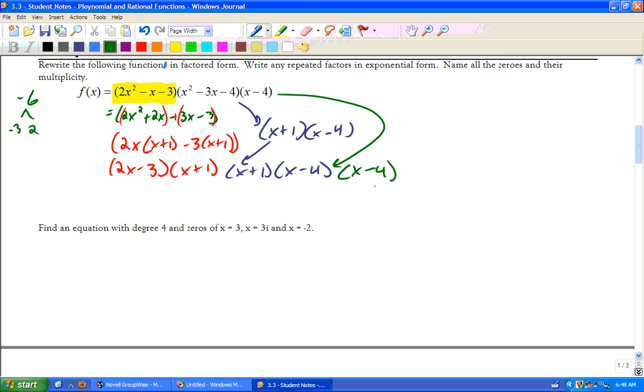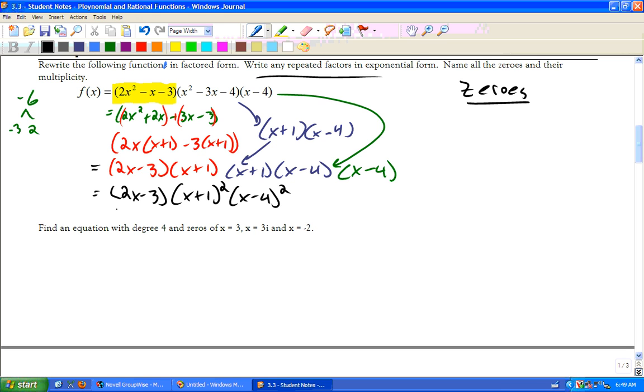So when we look at our expression in final factored form, we see that a couple of our factors are repeated. 2x minus 3 is okay, but x plus 1 gets repeated twice. We can write that in exponential form. And x minus 4 gets repeated twice. So we've taken care of that. Write any repeated factors in exponential form. Name all the zeros. The zeros come from solving 2x minus 3 equal to 0. You get x equals 3 halves, x equals negative 1, and x equals 4.